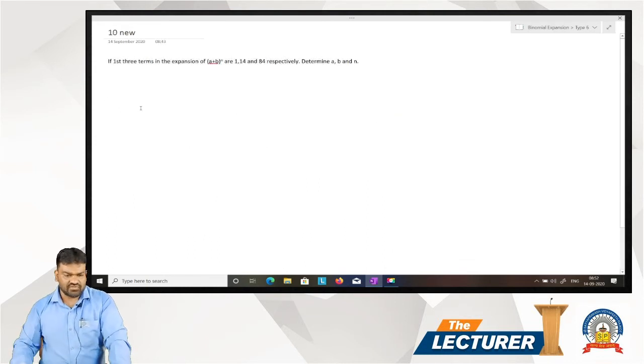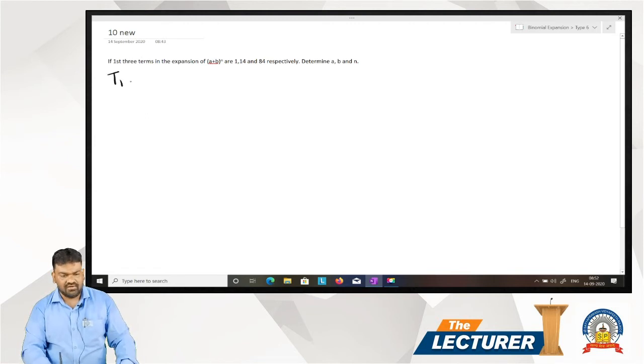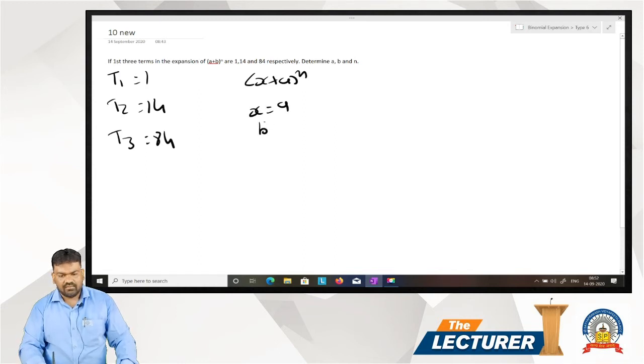Now last of type 6, example number 10. If the first 3 terms in the expansion of (a plus b) raised to n are 1, 14 and 84 respectively, determine a, b and n. Okay. First 3 terms, that is t1 is equal to 1, t2 is equal to 14 and t3 is equal to 84. Expansion (x plus a) raised to n, so x is equal to a, a is equal to b and n is equal to n.